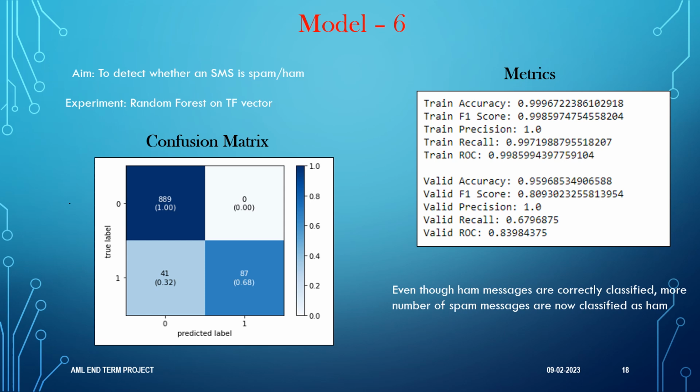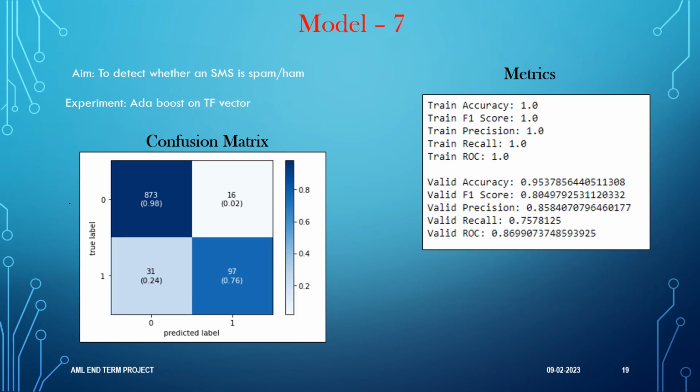The sixth model is random forest on TF vector. In this model, though ham messages are correctly classified, more spam messages are classified as ham. We have more misclassification in this. The seventh model is AdaBoost with TF vector. In this model, we have found slight misclassifications of spam and ham. The spam messages are classified as ham here.